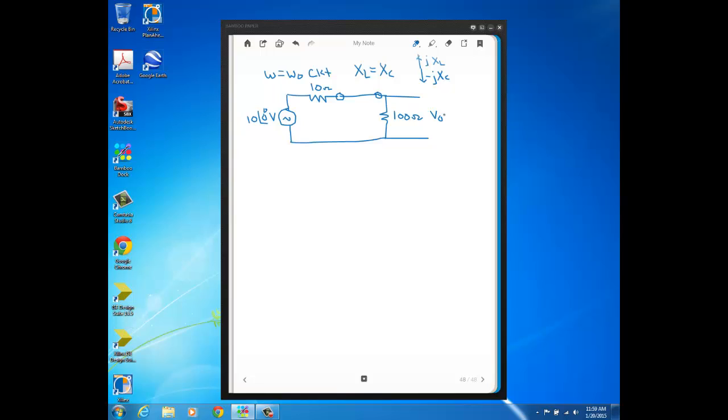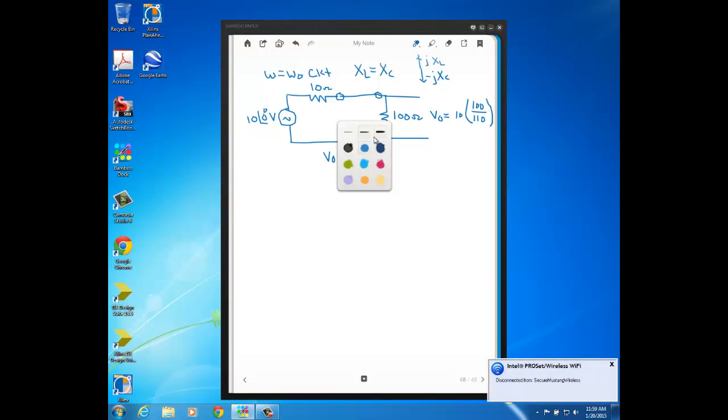So we can find V out just by doing the voltage divider equation, where we would have 10 times 100 over 110. So V out here at the resonant frequency would just equal 9.09 volts.